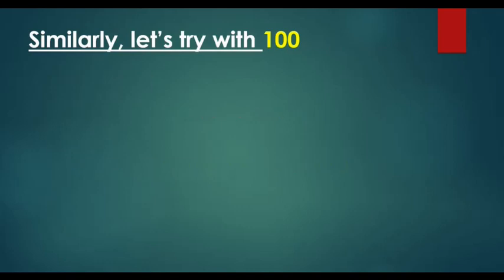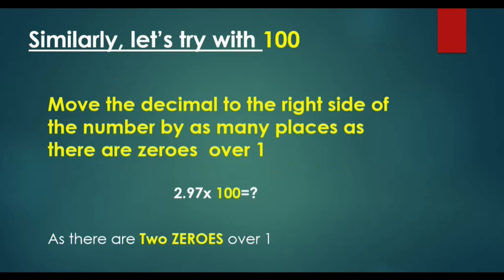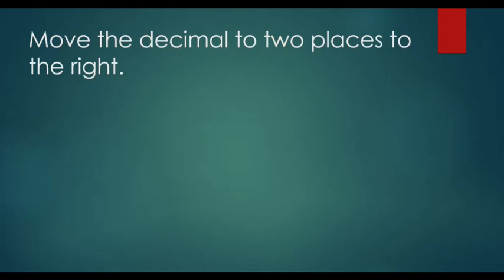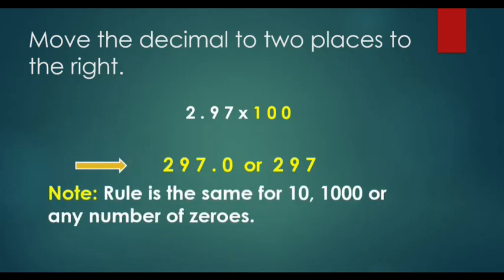Let's understand with 100. Again, let's apply the same rule by moving the decimal to the right side of the number by as many places as there are zeros over 1. As we are trying with 100, that means we have 2 zeros. So 2.97 into 100 gives you 2 zeros over 1. So let's move the decimal this time 2 places to the right. Moving 2 places, 9 and 7 are the 2 places. The answer would be very simple, 297.0 or 297. Hope you have understood this much.